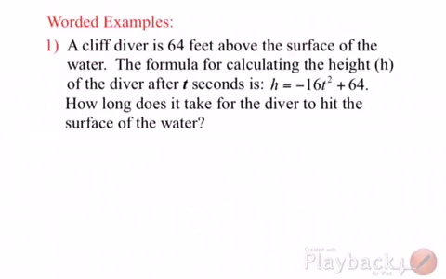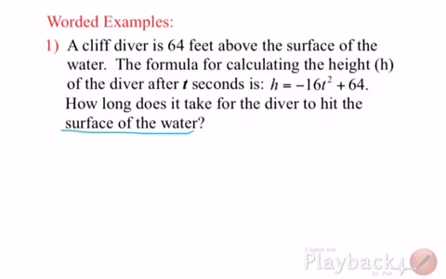Okay, so the next examples are just worded examples of quadratic equations, so it doesn't tell you how you need to solve them. Okay, so this worded example, I'm going to try and write it as a quadratic equation and solve for t. So a cliff diver 64 feet above the surface of the water. The formula for calculating the height h of the diver after t seconds is h is equal to negative 16t squared plus 64. How long does it take for the diver to hit the surface of the water?